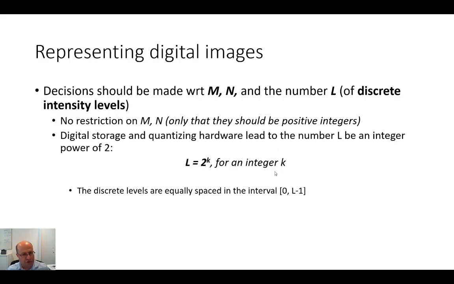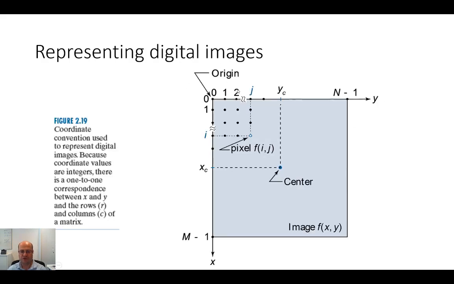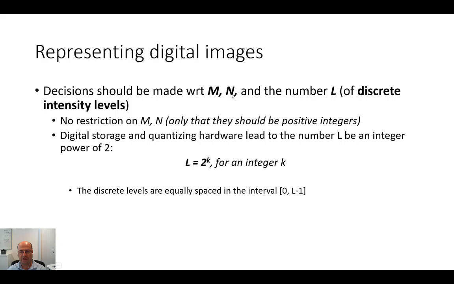A few decisions should be made with respect to the size of this matrix. You see that this is a matrix of m rows and n columns, so this is an m times n matrix. And we have to take into account the number L, that's the number of discrete intensity levels. That's the granularity of your quantization process. Usually there is no restriction with respect to m and n, only that they should be positive integers. And of course, the larger the size of the matrix, the more memory you're going to need in order to store the image.